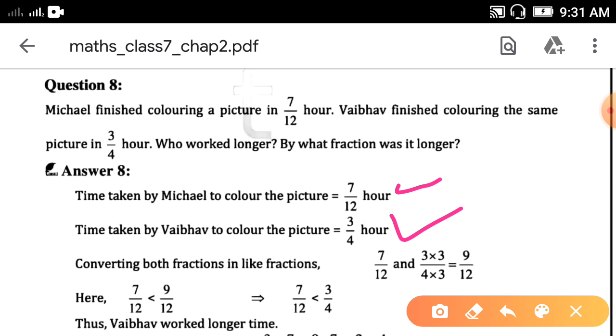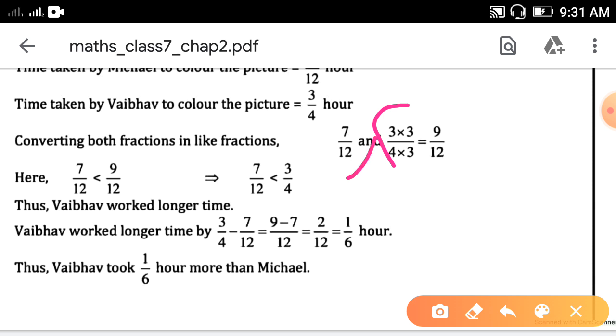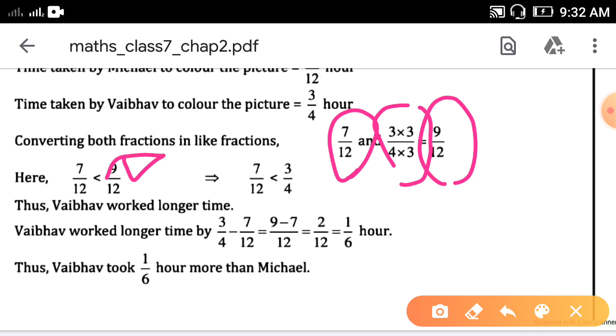To find out, you have to find their LCM. After finding the LCM, convert into equivalent fractions. Okay, the LCM is 12. This is the 7/12, Michael's time to color the picture, and 3/4 multiplied by 3 to get 12 in the denominator. So the other part will be 9/12. Now 9/12 is greater than 7/12. Okay. So this 9/12 hour was taken by Vaibhav. It means Vaibhav worked longer.